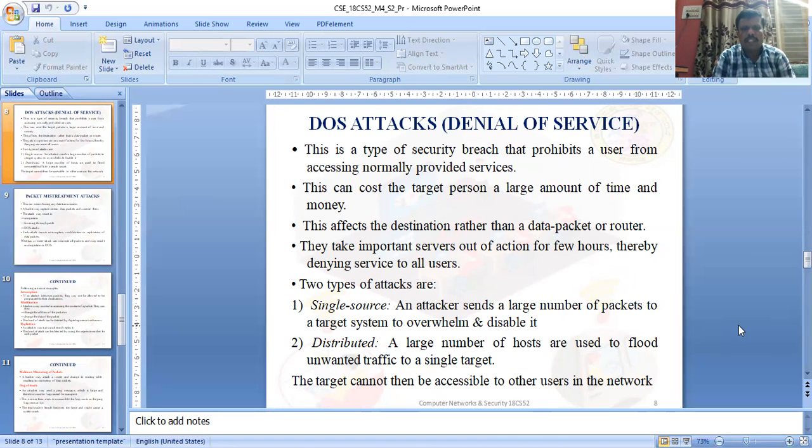Another one is distributed, where a large number of hosts are used to flood unwanted traffic. Through the distributed attack, a large number of hosts, the computers, are used to flood the target. Flooding is nothing but a multiplication of packets, creating unwanted packet traffic to the single target system. That is exactly a distributed attack. The target cannot then be accessed by other users in the network. If the end users are able to access it, then definitely other users available in the network cannot access it.